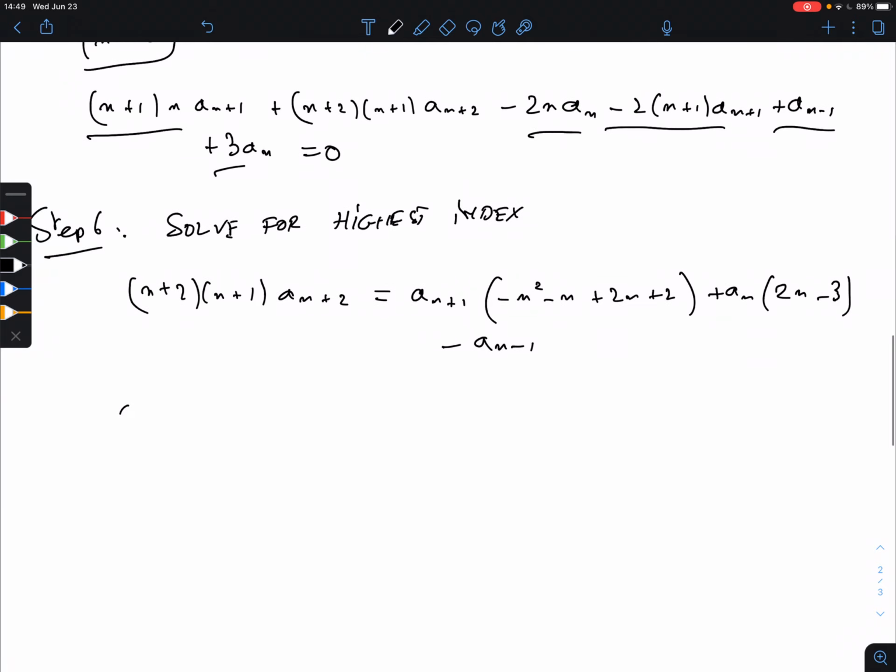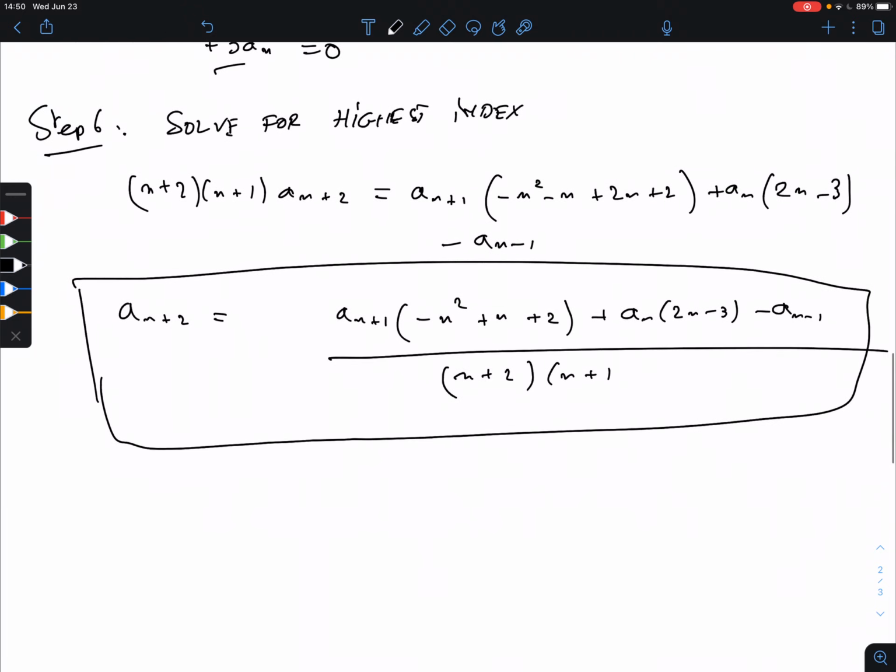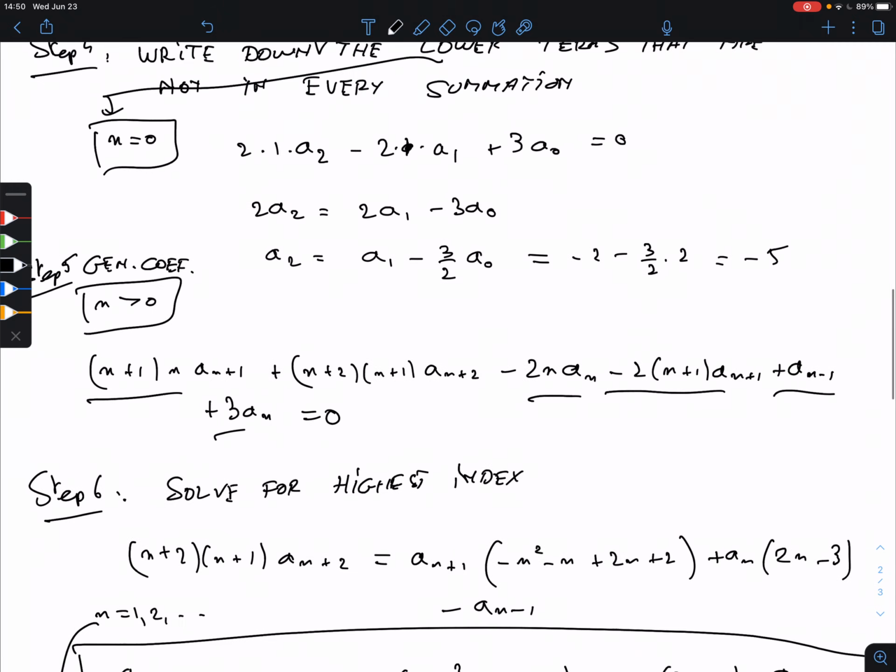Okay. So what we get is a_{n+2} is equal to, let's write down what we have here, on top a_{n+1} times (minus n squared plus n plus 2), plus a_n times (2n minus 3), minus a_{n-1}, and all this divided by (n+2)(n+1). And this is what I mean with the recursion relation. This tells you for n bigger than 0, so n equals 1, 2, and so onwards, we get this formula. You might say, well, what about a_2? Well, a_2 we have already, right?